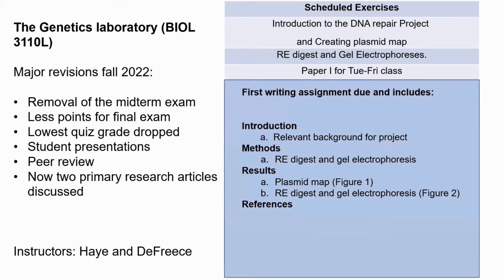Their first writing assignment is based on their first week where we introduce the project. They make their map of what's on the DNA, the piece of DNA they're going to be working with, and then they do a restriction digest and gel electrophoresis. Doesn't matter what it is. If you're not a scientist, understand that that's their first experiment that they do.